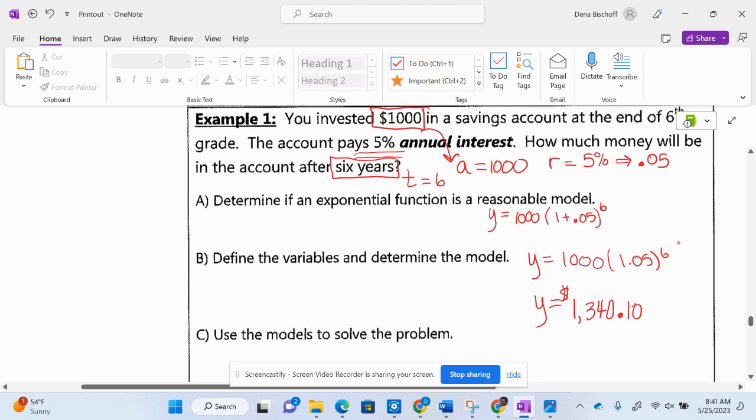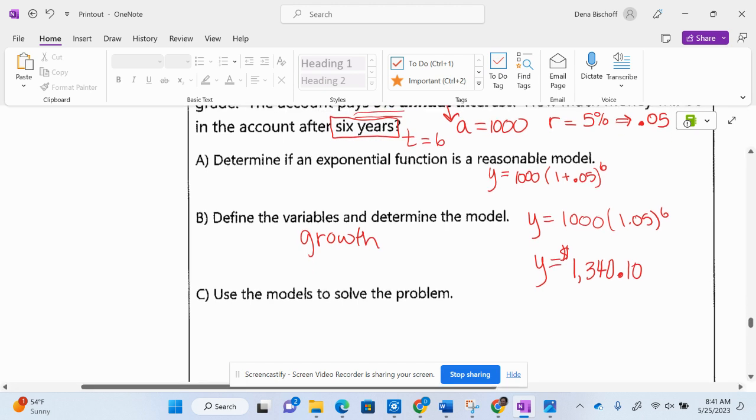So it says define your variables. Well, we already did this. We determined that it's growth. We defined our variables as we read the problem. We told you what A is, what R is, and what T is. Use the model to solve the problem. We already did. Done.